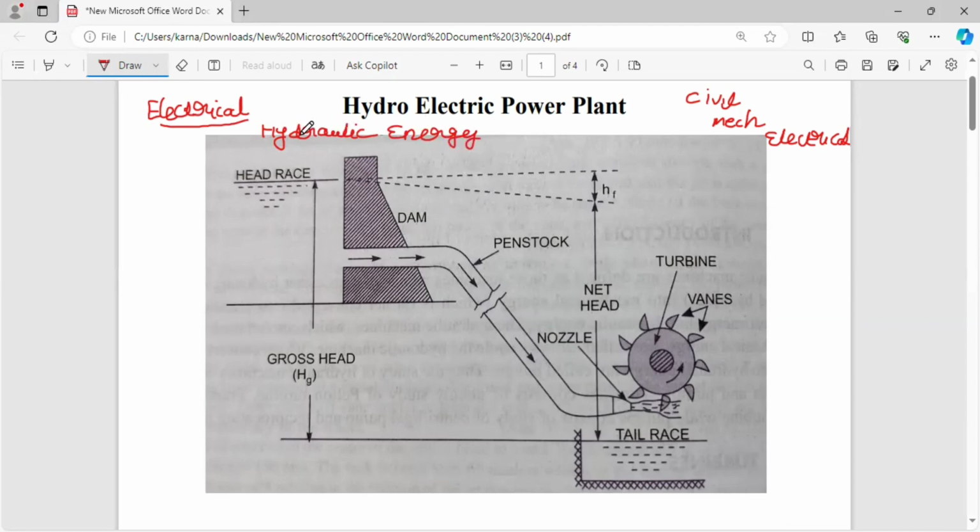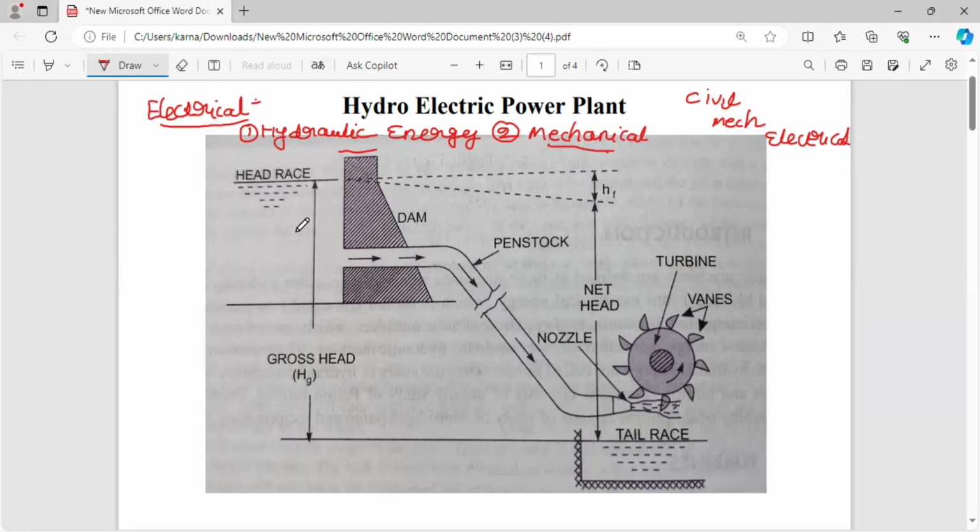One is the hydraulic energy. Second one is the mechanical energy. Now, in the hydroelectric power plant, this hydraulic energy is first converted into mechanical energy. That mechanical energy can be converted into the electrical energy.